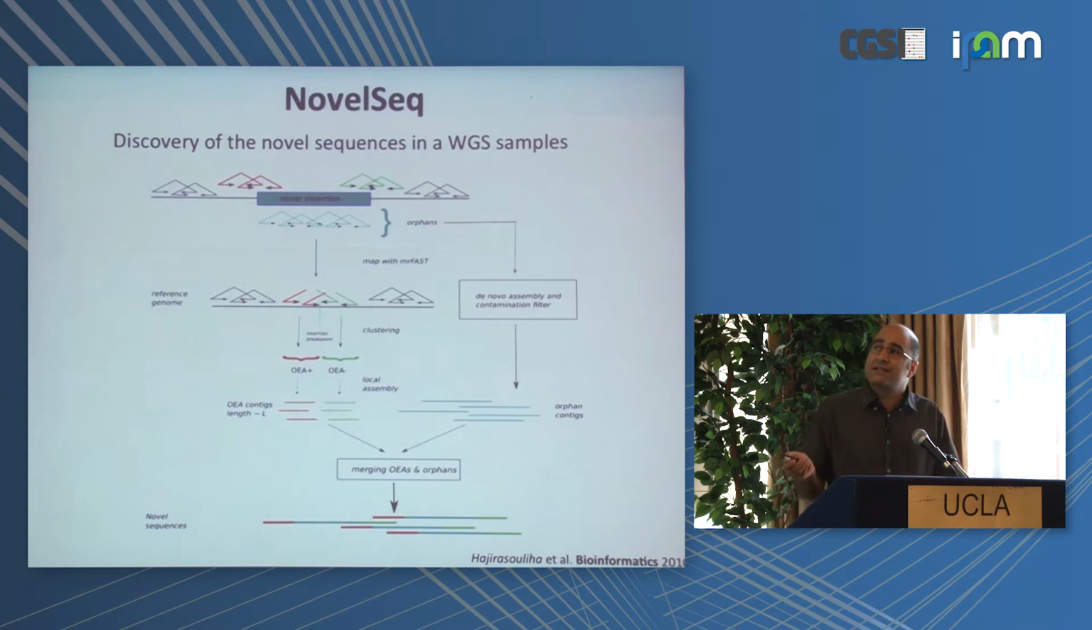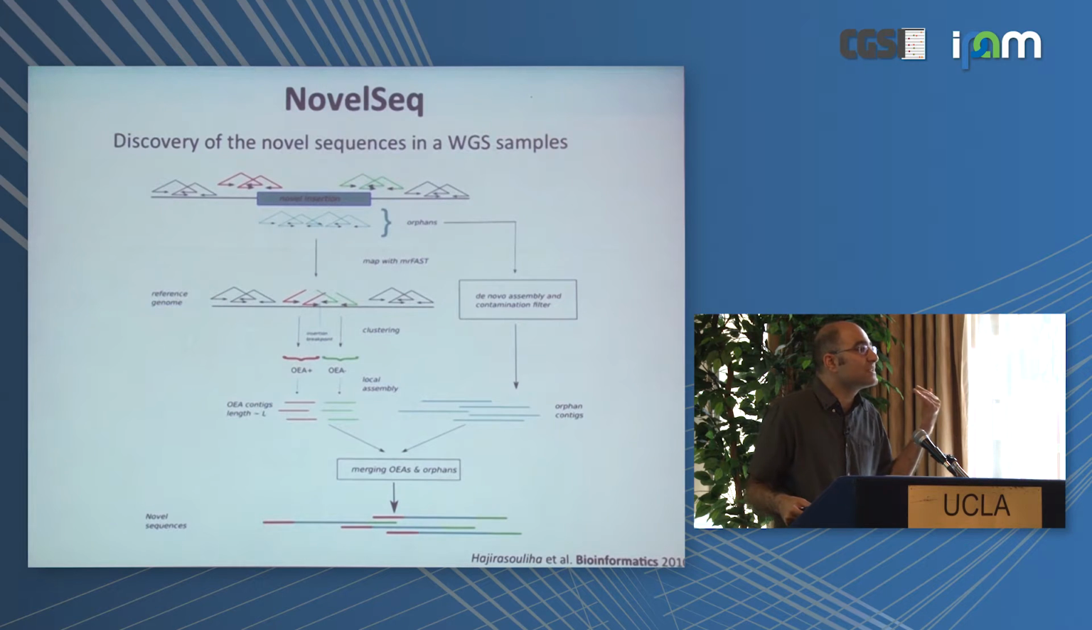And the idea there is that if you have paired end reads and map them back to a reference genome, a set of reads that do not map anywhere can potentially belong to a new contig, a new sequence that has been inserted in the genome.